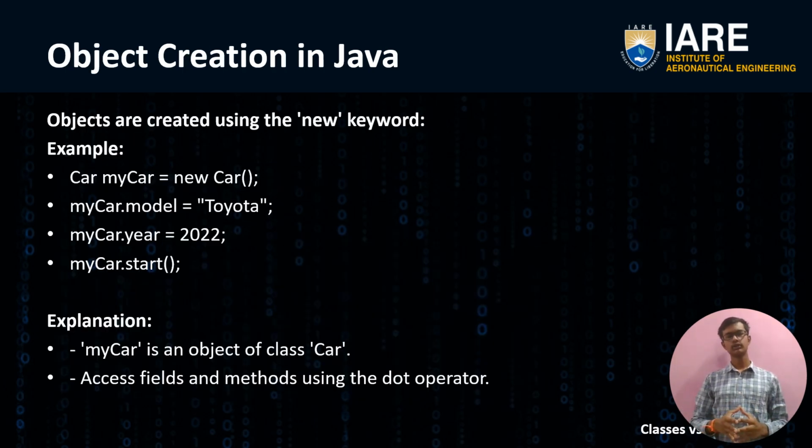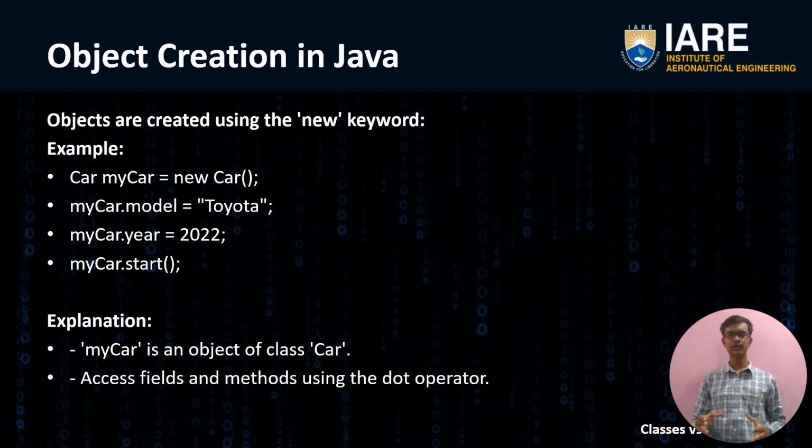Now let's talk about object creation in Java. Objects are created by using the keyword new. Let's say, for example, that the car we have created is myCar and its model is Toyota and the year of its production is 2022. To verify that in the code, we have to enter these four lines as follows.